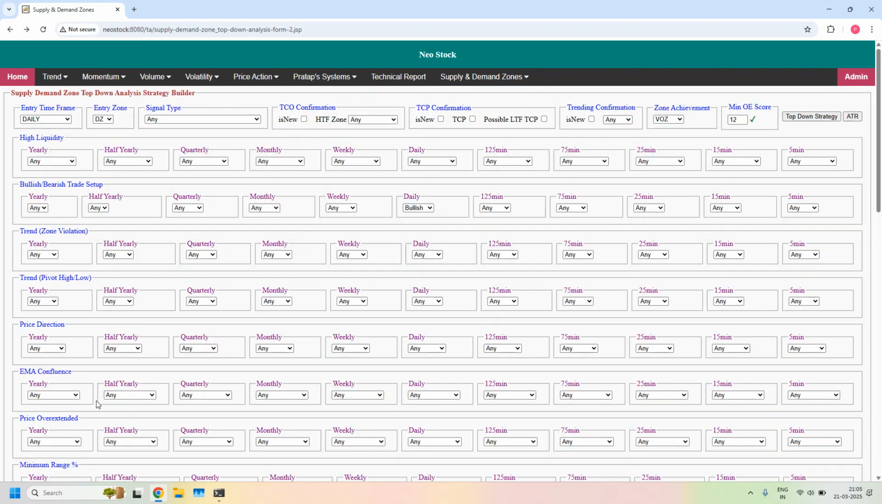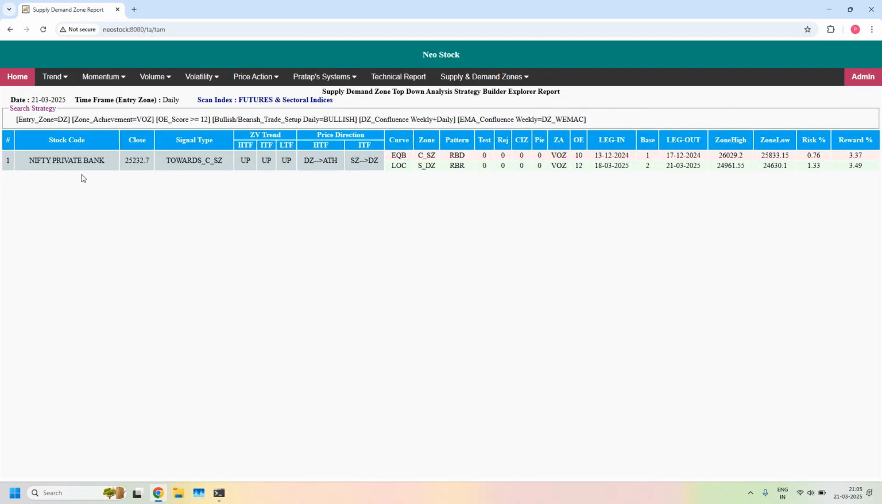So let's go back. In the EMA Confluence, at weekly time frame, I am selecting weekly demand zone is having weekly EMA Confluence. With this filter, we got 1 stock. So this demand zone is having more high probability to get success. But it is an indices not listed in F&O category. Okay, this is about LTF, ITF demand zone Confluence and ITF EMA Confluence.